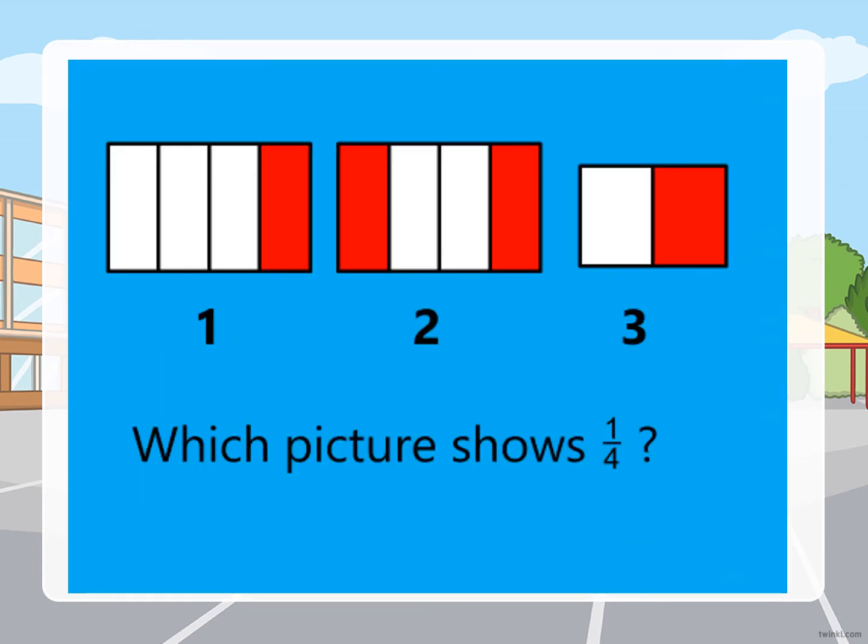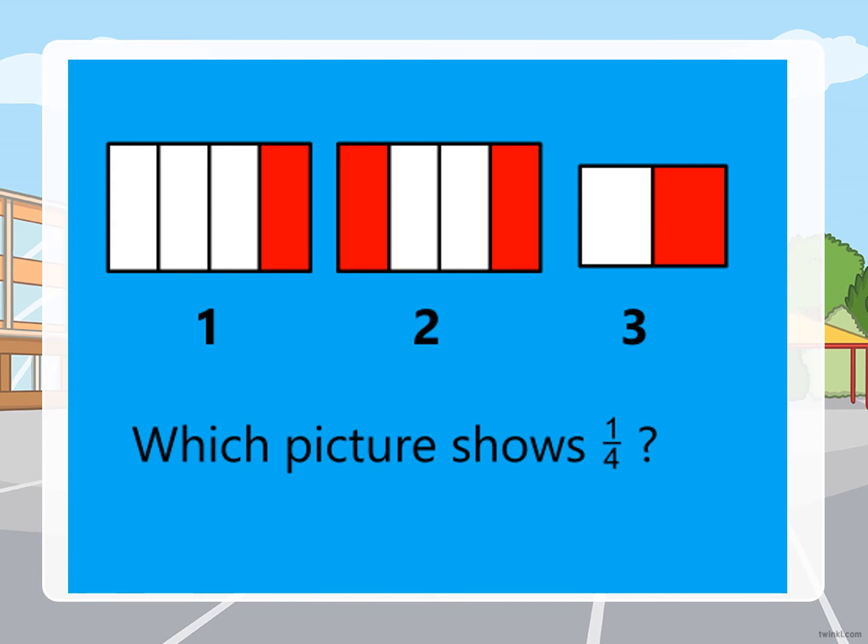So in your exercise books today, you will notice you'll get lots of pictures like this. So we've got 3 different pictures, and it's saying which picture shows 1/4. Remember, when something has been split into quarters, how many parts have we got? 4, right? So straight away, let's think of that, 4 parts.